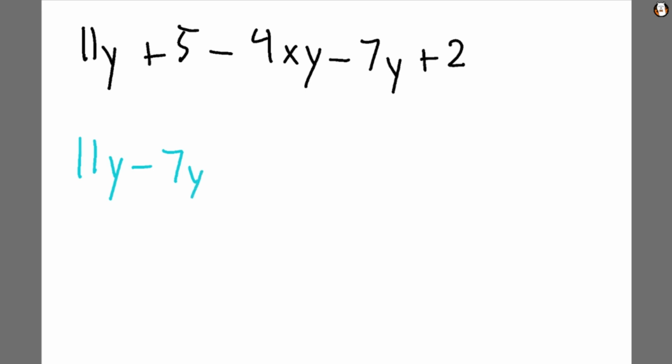And so yeah, we've got just underline those, get those out of our way, so we have a visual representation of what we're dealing with. And now that we've finished with 11y, you can move on to positive 5 or just 5.